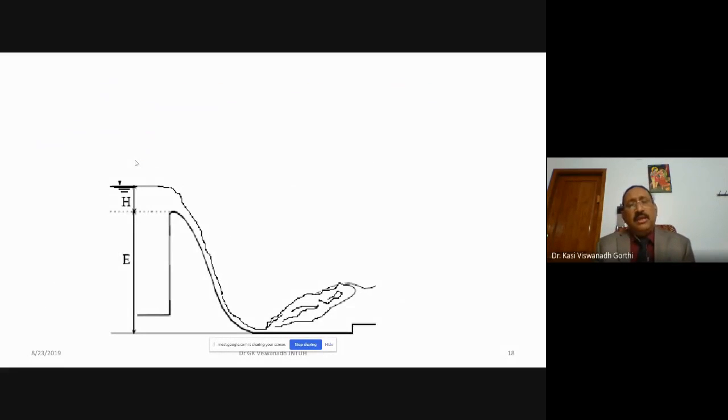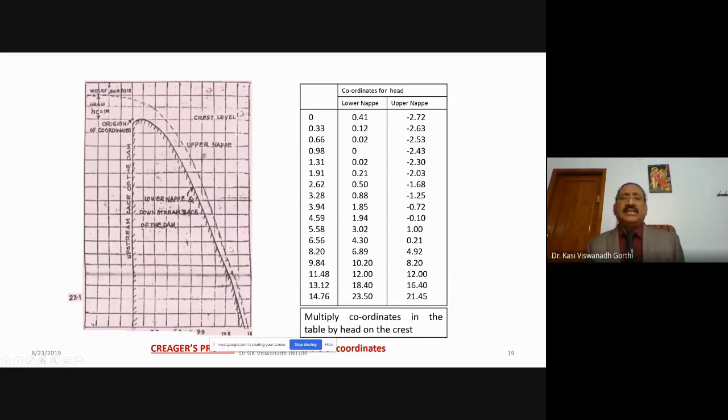So this is how the shape of the spillway is obtained, based on the head over the crest. Once you know the h value, you will be able to get the coordinates. So this is the table which has been given. Multiplying the coordinates in the table by the head on the crest. The head on the crest may be varying. So based on the value of the head on the crest, which is arrived at based on the maximum flood inflow into the reservoir, we will be able to arrive at the coordinates x and y.